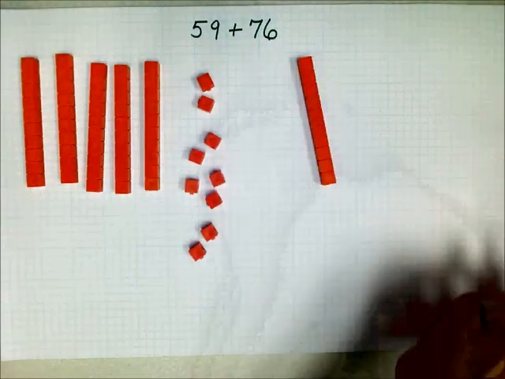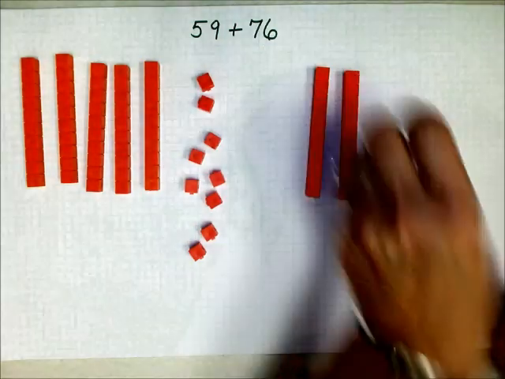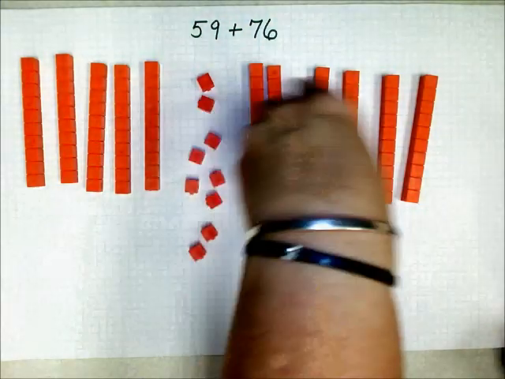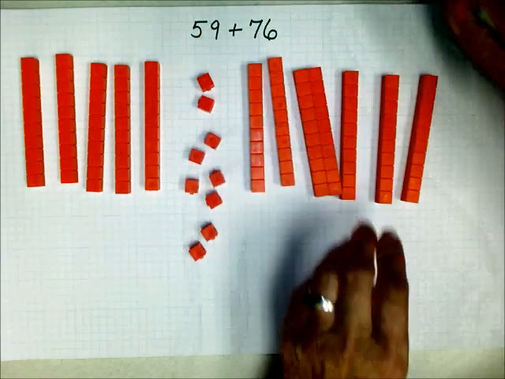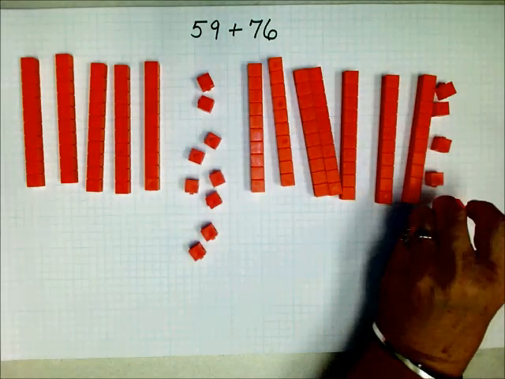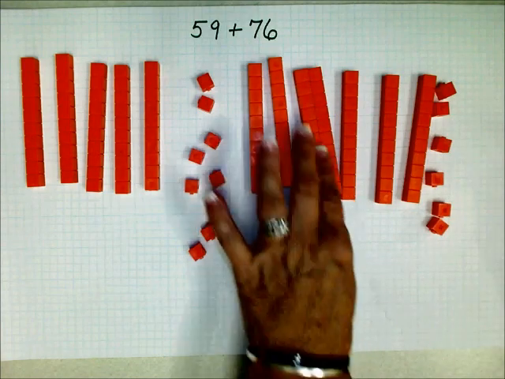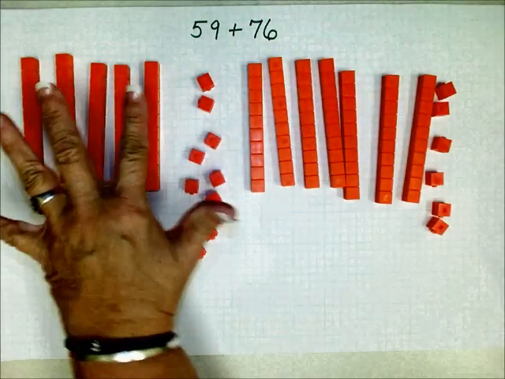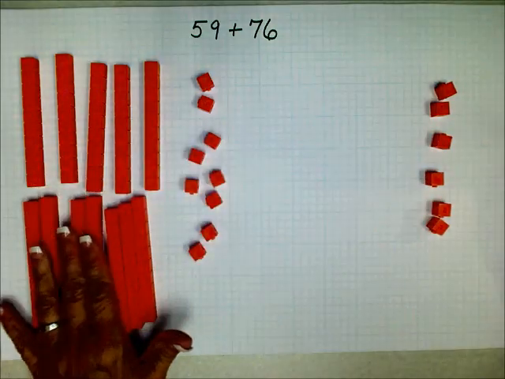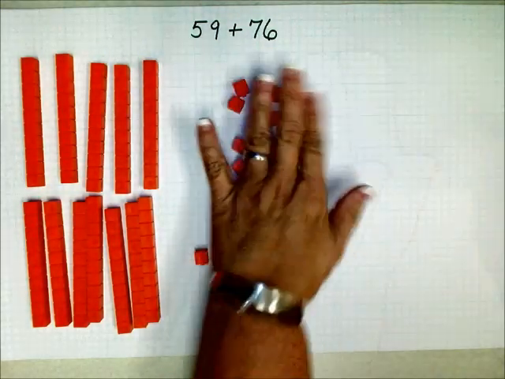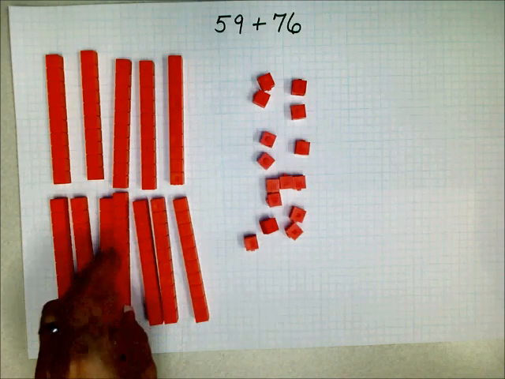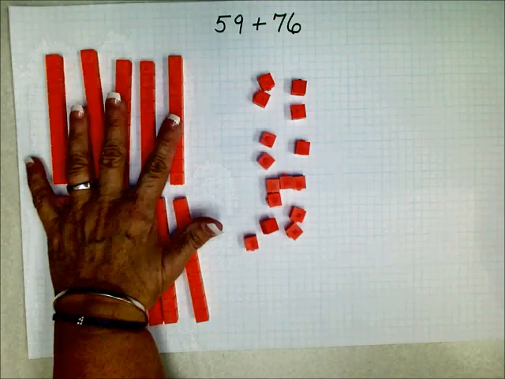1, 2, 3, 4, 5, 6, 7, and then 6. 1, 2, 3, 4, 5, 6. Okay, so I've modeled 59 plus 76. So I'm going to take these and put them all together over here. Okay, and I'm going to take these and put them all together. So what I have is something that looks like all of these longs and all of these units.